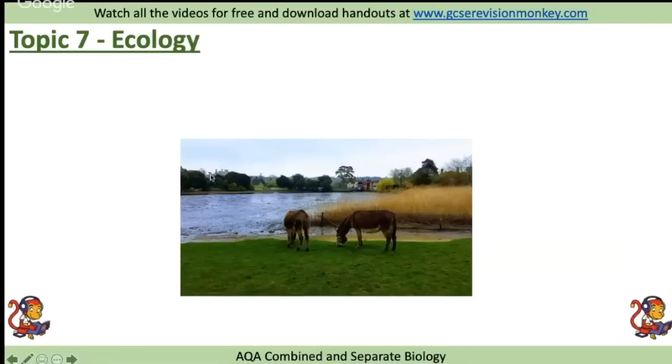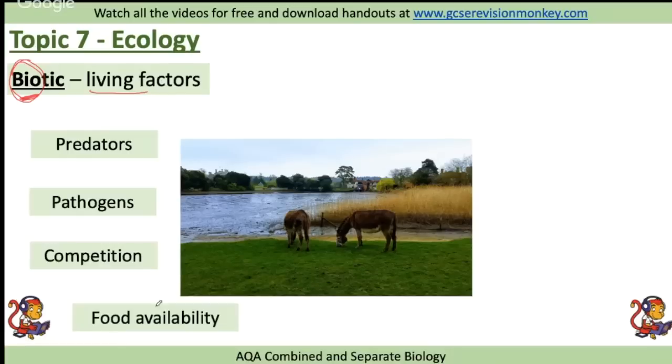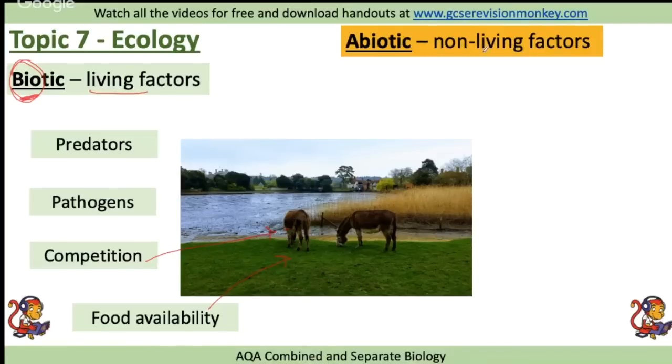So we talked about abiotic and biotic factors briefly. Biotic factors are the living ones. Biology is the studying of living things. So bio means a living factor. Predators are an example of a living factor. Pathogens, so causing diseases, competition between each other animals, and food availability. So if you think about these donkeys here, they would be competing with each other perhaps for food, and this would affect their survival.